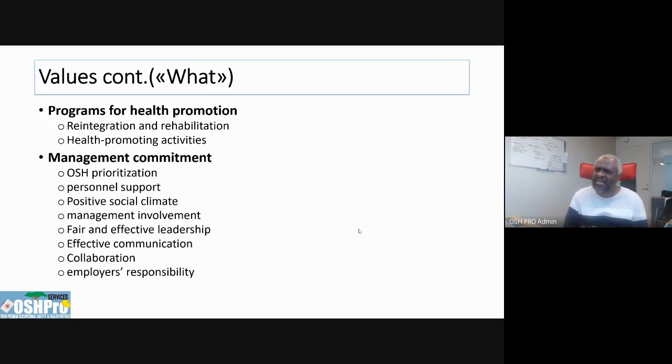That there's clear management commitment. This is sometimes what is most often missing. That there's no prioritization of occupational safety and health. They are not prioritized at all.